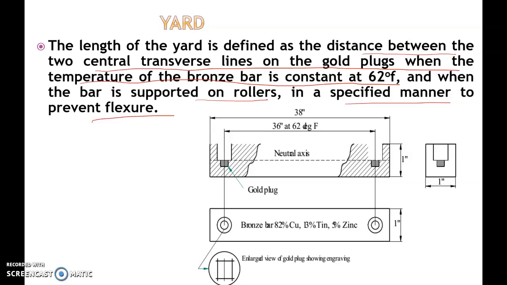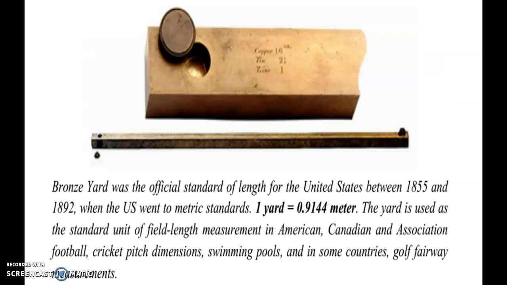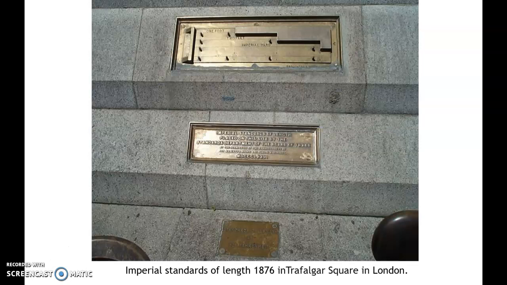So this is maintained at one place, and a replica is made and distributed to other regional offices, from where a replica is again taken and given to the manufacturers of measuring instruments. The pictures of such bronze bars are shown in this slide. This one was maintained in the United States, and this one was another type of yard standard which was maintained in London.